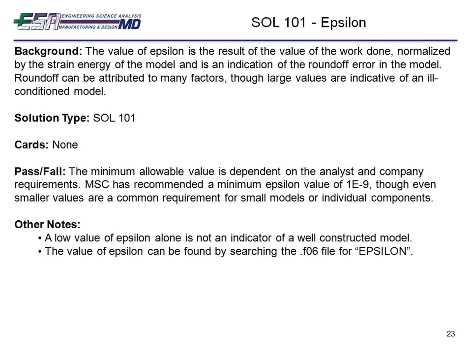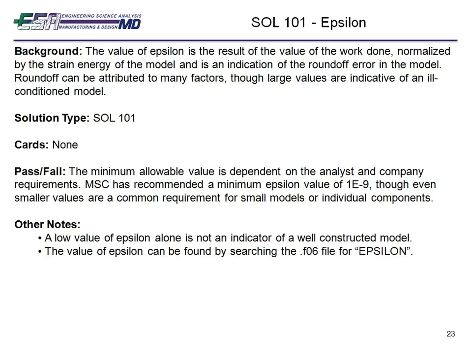And also in Solution 101, epsilon, or round off, is also automatically calculated by the solver. And it is the result of the work done, normalized by the strain energy of the model, and is an indication of the round off error in the model. Like I said, it's Solution 101, and you don't have to input any cards into Nastran. It's calculated by default.